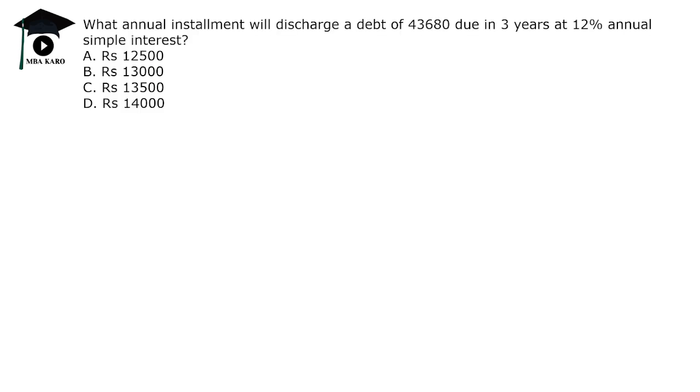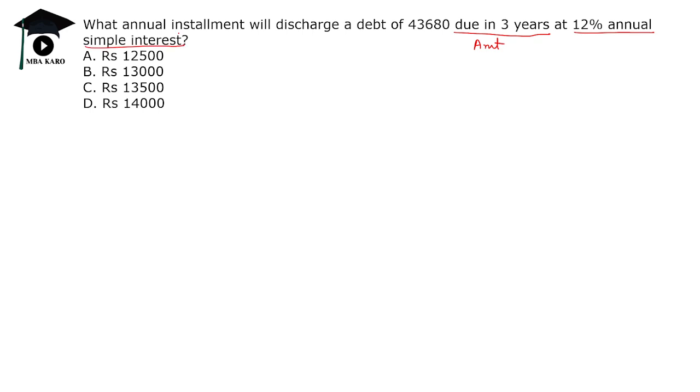So the first question says, what annual installment will discharge a debt of rupees 43,680 due in 3 years? So it is due in 3 years. It means that the amount is already given to us, at 12% annual simple interest.